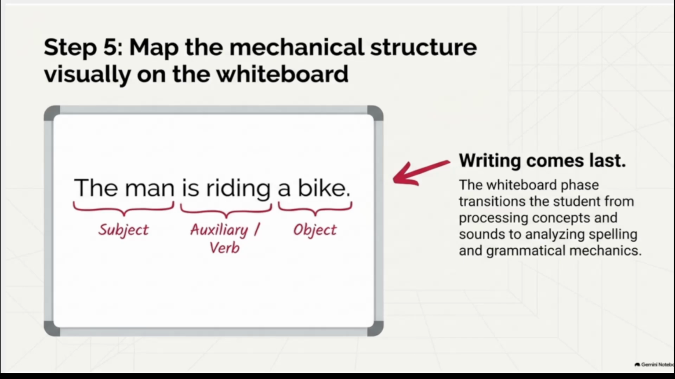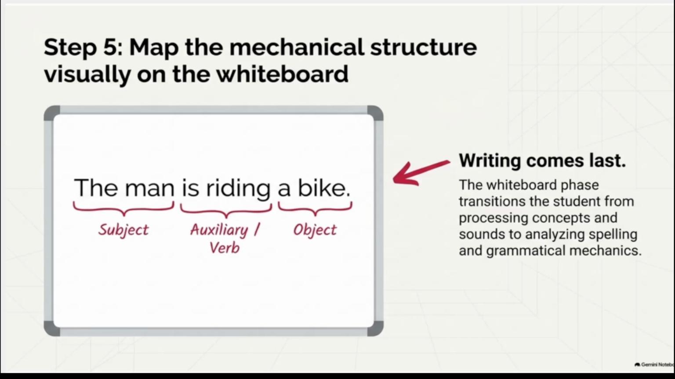Let's take, "The man is riding a bike." We can write the sentence on the board. Then we identify the components. The man is the subject, because he is doing the action. Is the auxiliary verb, because it helps us form the tense. Riding is the main verb with ing added to it. Finally, a bike is the object, because it is the thing involved in the action. Now students can see the mechanics of the sentence.